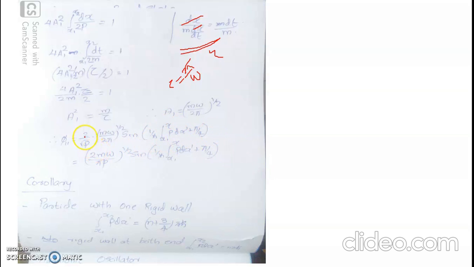The 2 is there outside this square root. Let me take it inside. One of the 2s will then cancel with that in the denominator. So 2m omega divided by root p is also taken: 2m omega by pi p raised to half, sine of 1 by h cross integral x1 to x dx prime plus pi by 4.